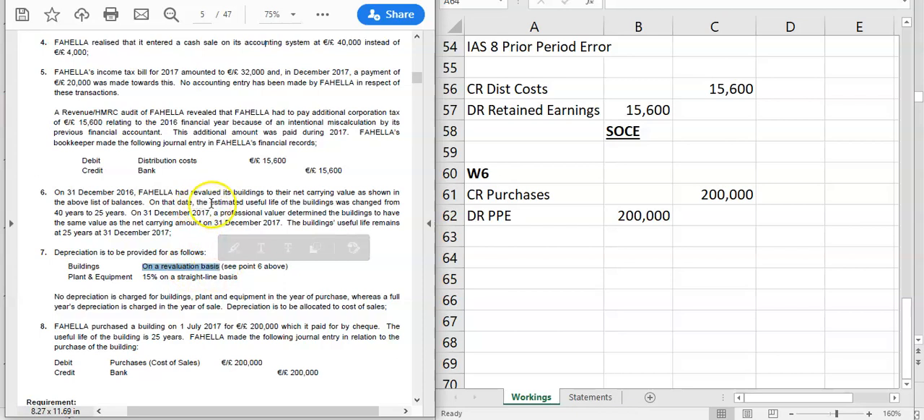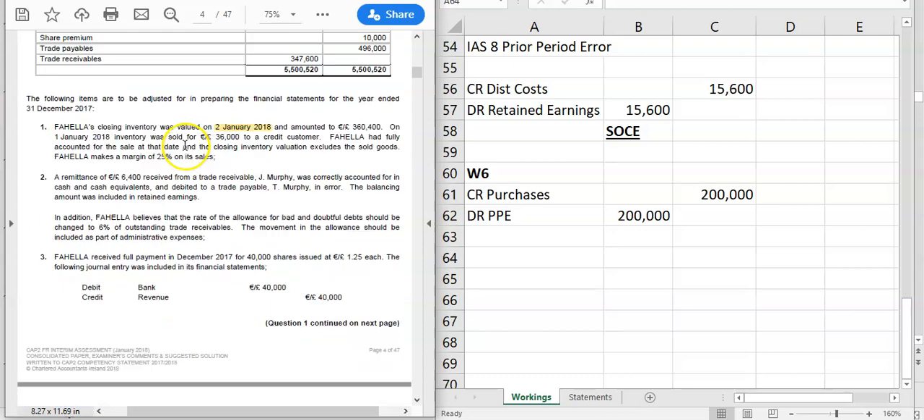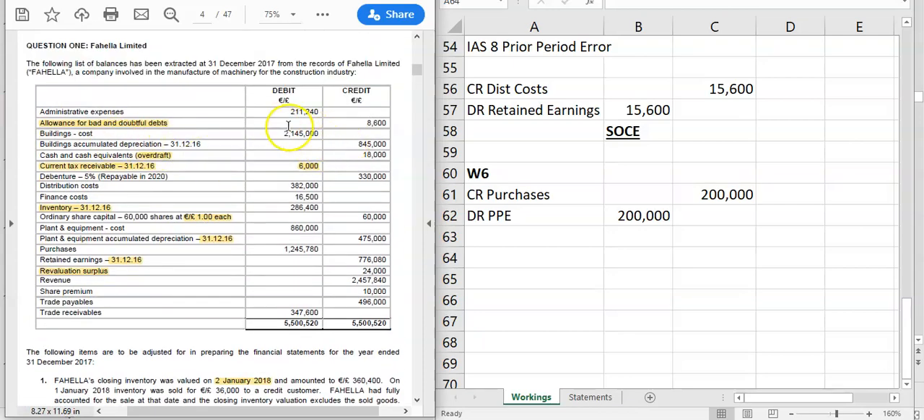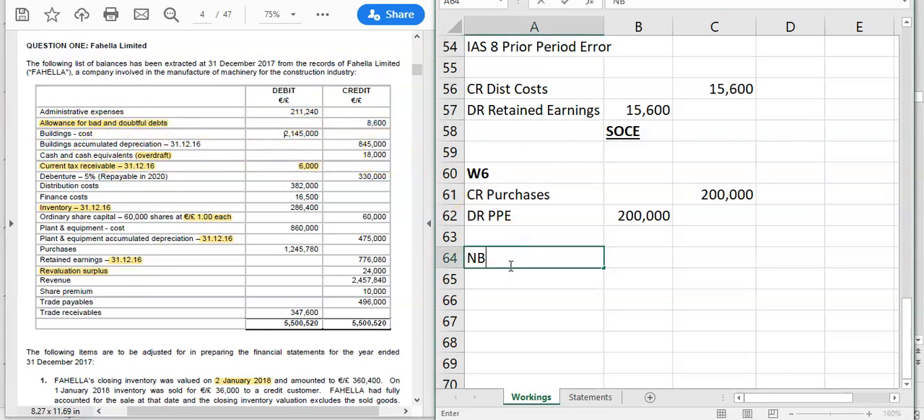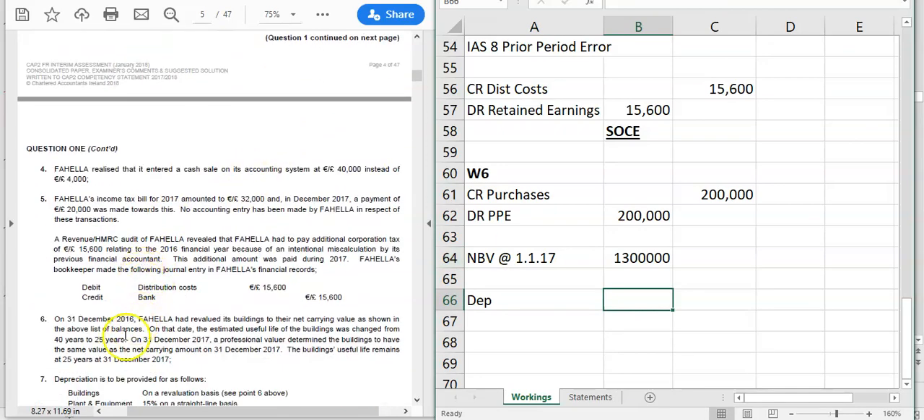The estimated useful life of buildings was changed from 40 to 25 years. So at the end of last year, they revalued it. So it now has a cost of 2145 and accumulated depreciation of 845. So the net book value at the 1st of the 1st 17 was 2145 minus 845. It was 1.3 million. Right? And you're going to charge depreciation then, based on the updated life, which is 25 years. So 1.3 million divided by 25, you're charging 52,000 depreciation for 2017.